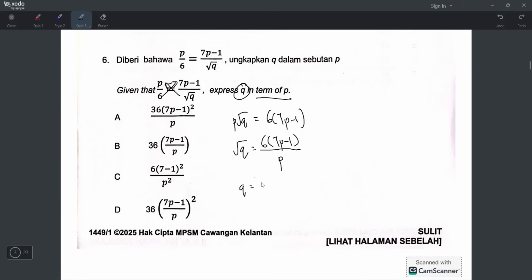And when you pindah the square root, keep in mind, I'm looking at the answer while I'm doing it, because this is paper 1. So when you kuasa dua, everything here has to kuasa dua tau. 6 also has to kuasa dua. 7p minus 1 also kuasa dua.